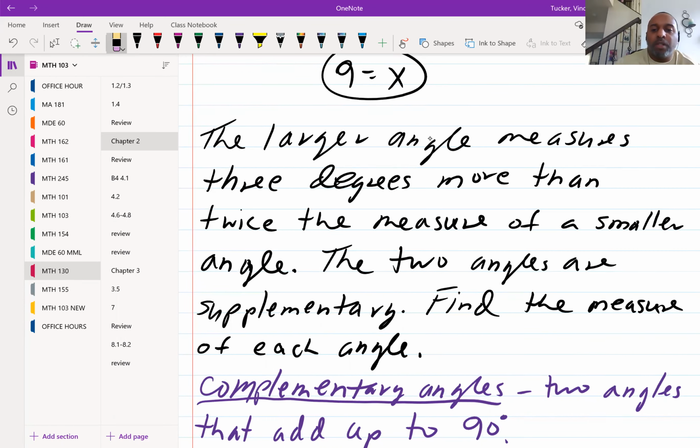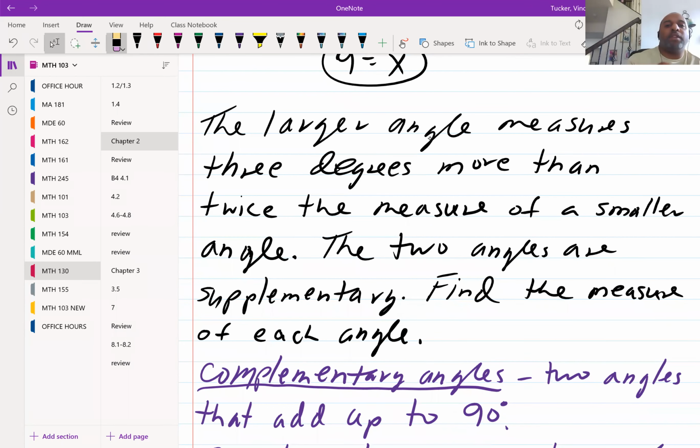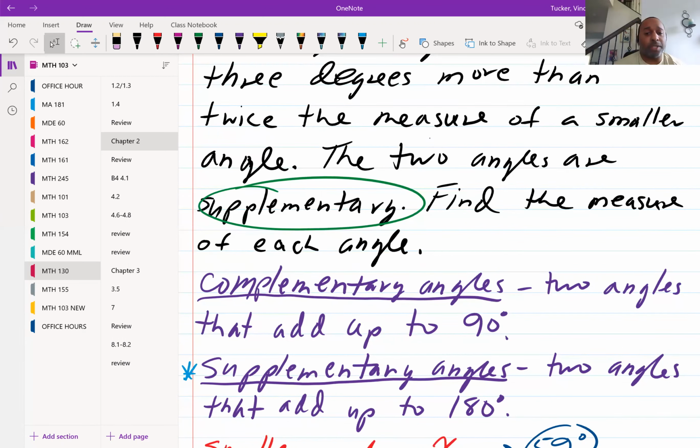All right. So now it mentions a key word here, which is supplementary. So I just want to make sure that we're okay with what that means. Whenever you have two angles that are complementary, that means the two angles add up to give you 90 degrees. But if you have two angles that are supplementary, that means they add up to give you 180 degrees. I gave you both of them because if they use supplementary, it's possible you could see complementary. So you need to know both of them. Once again, complementary angles add up to 90 degrees. Supplementary angles add up to 180 degrees.